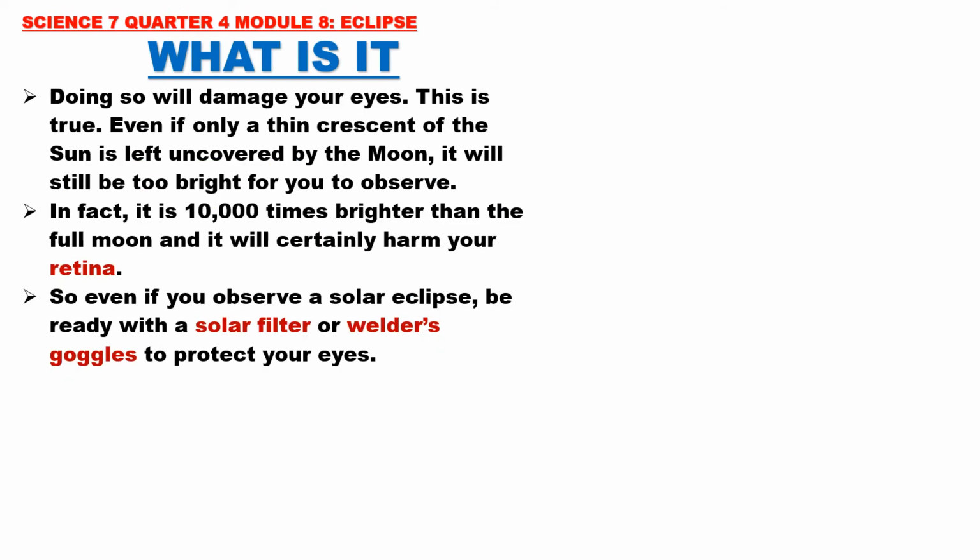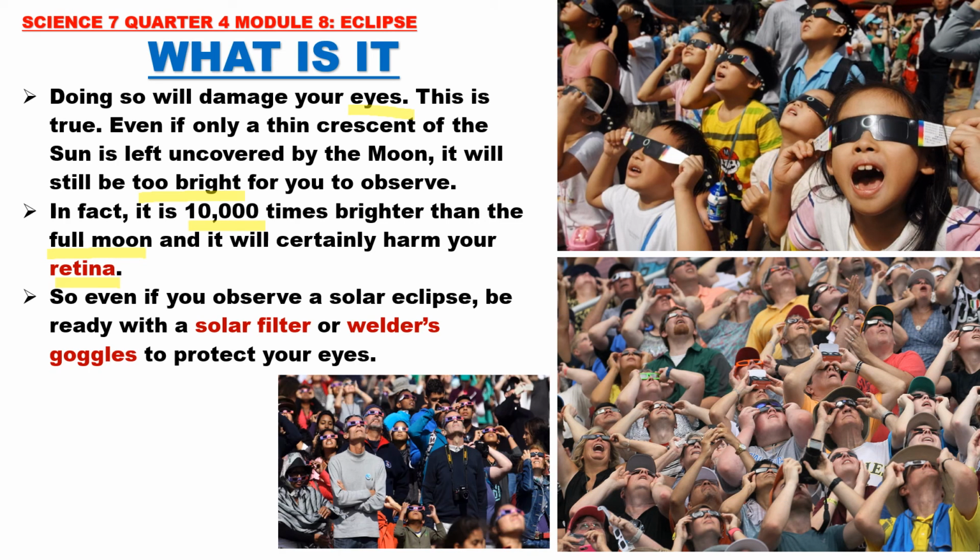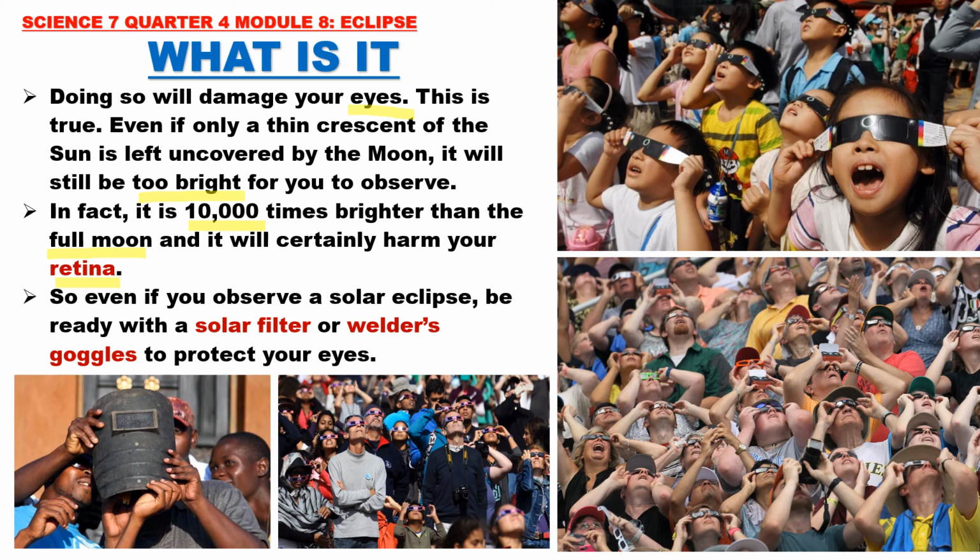It is bad to look directly at the sun during a solar eclipse. Doing so will damage your eyes. This is true. Even if only a thin crescent of the sun is left uncovered by the moon, it will still be too bright for you to observe. In fact, it is 10,000 times brighter than the full moon, and it will certainly harm your retina. So even if you observe a solar eclipse, be ready with a solar filter or welder's goggles to protect your eyes.